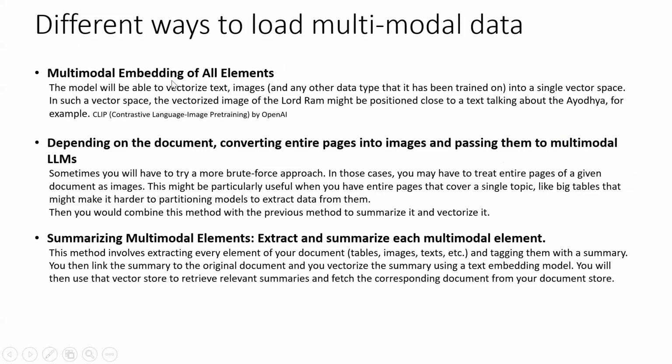First is multimodal embedding of all the elements. What we can do is, the model will be able to vectorize text, images, and any other data type that it has been trained on into a single vector space. So what we are talking about is that we will have a vector database. Or rather, what is an embedding model? An embedding model is again a machine learning model only, which is being trained on some data.